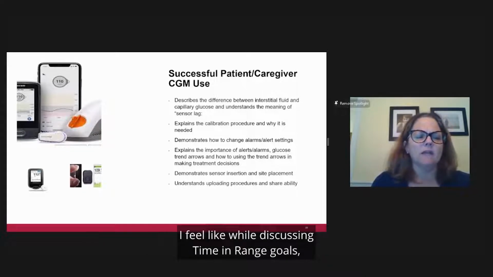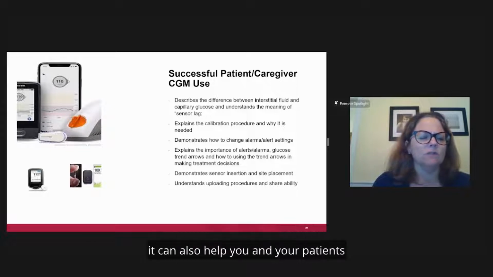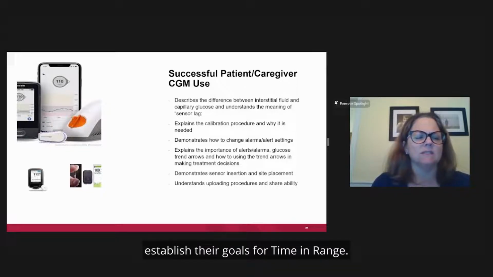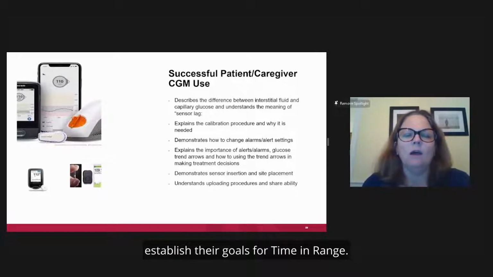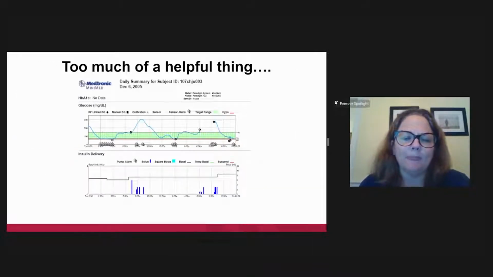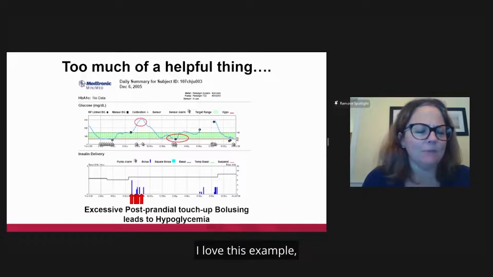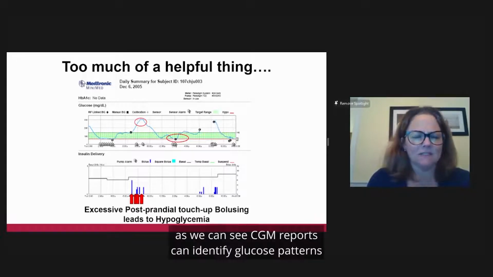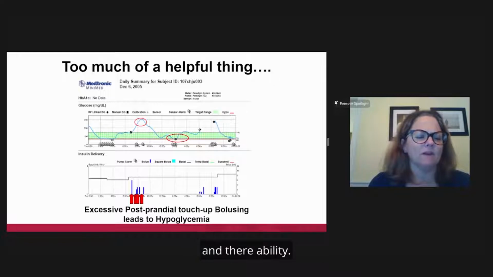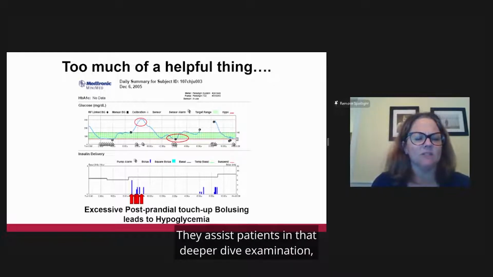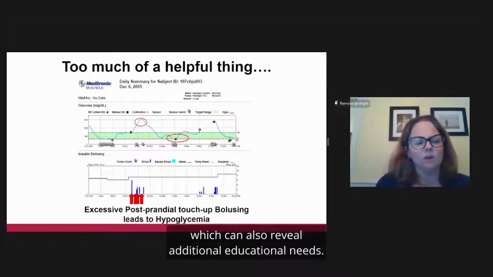While discussing time in range goals, it can also help you and your patients establish their goals for time in range. If you can advance the slide. I love this example. As we can see, CGM reports can identify glucose patterns and variability. They assist patients in that deeper dive examination, which can also reveal additional educational needs.